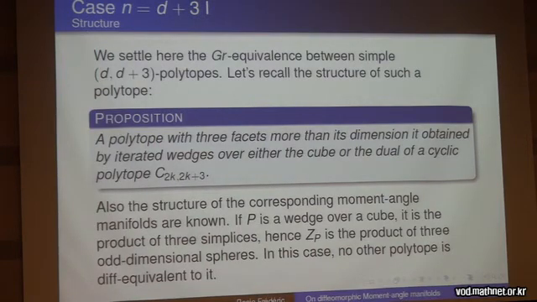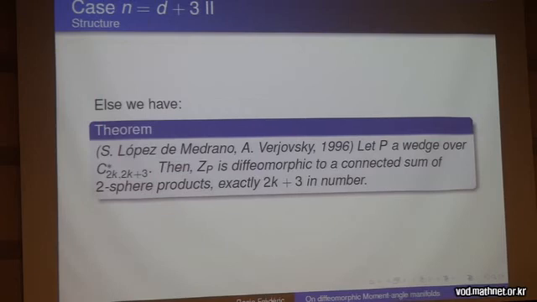So the structure of the associated moment-angle manifolds is also known. In the case, a little bit trivial, of the cube, if you perform wedges over the cube, you get products of spheres, products of 3 spheres, because the polytope is a product of 3 simplices. In the other cases, we get non-trivial connected sums of products of 2 spheres.